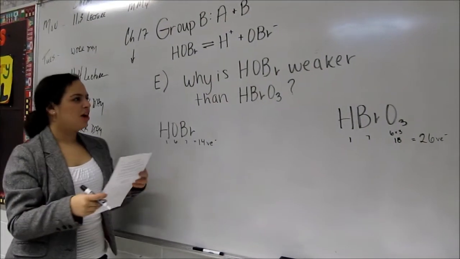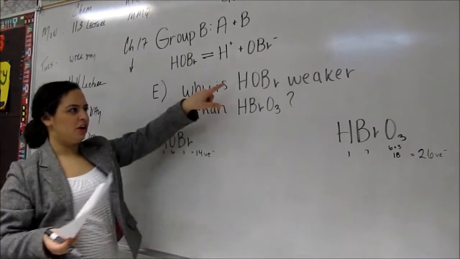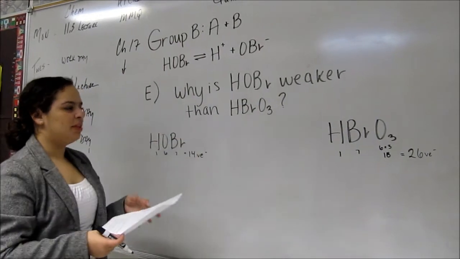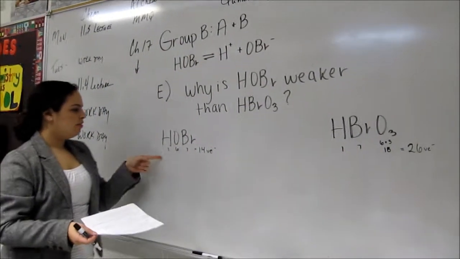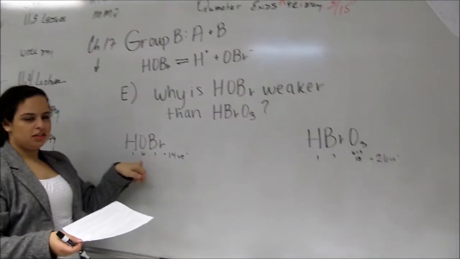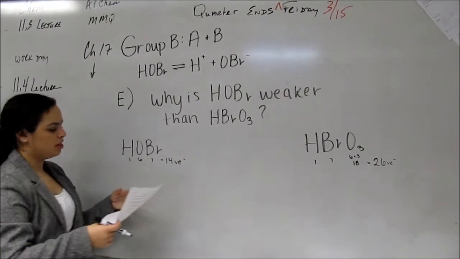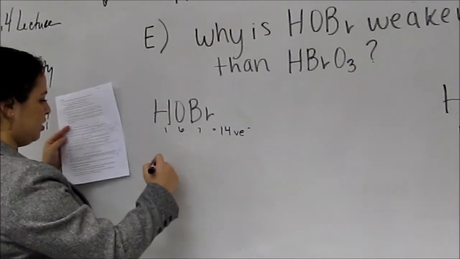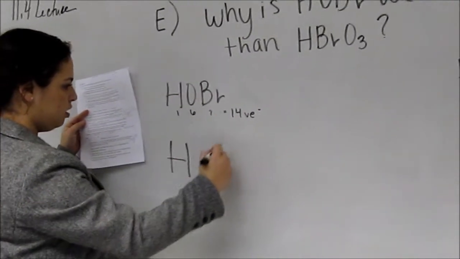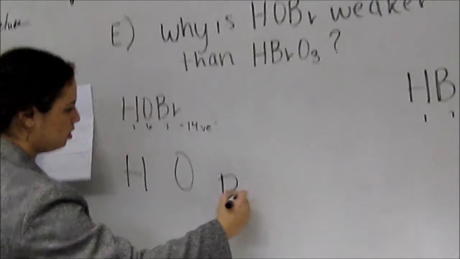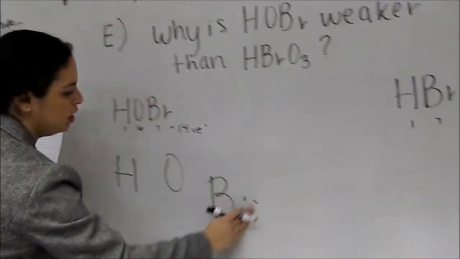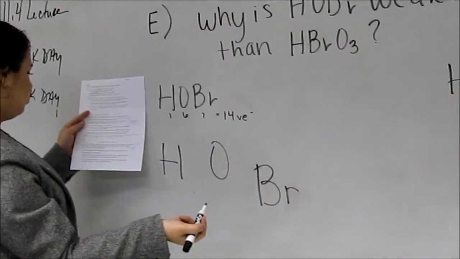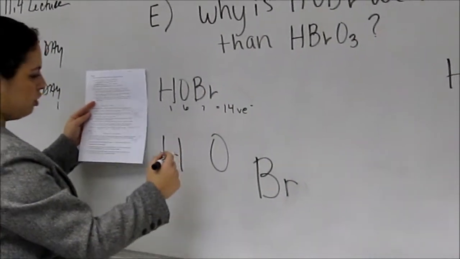So for part E, we're asked to determine why HOBr is weaker than HBrO3 in terms of molecular structure. So if you count the valence electrons of this compound, it has 14. So to draw the molecular structure, you need to have 14 valence electrons. We have to plug in what we're given to try to find out. So you would draw the 3 elements, and then you would draw their valence electrons.